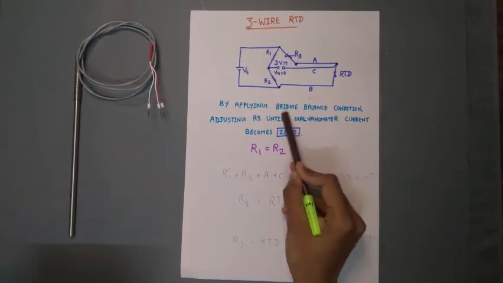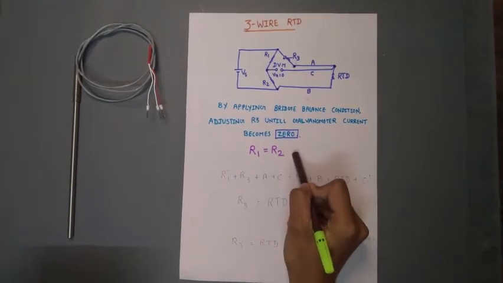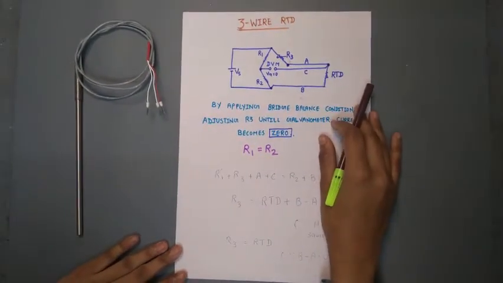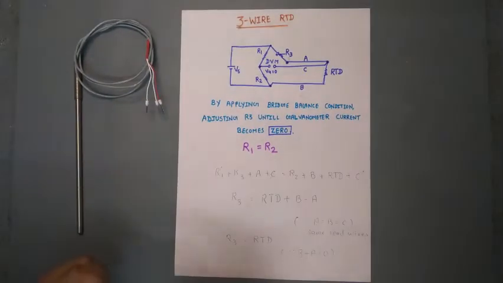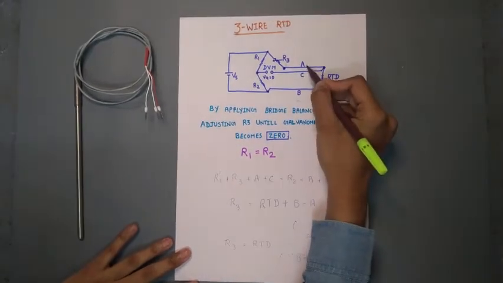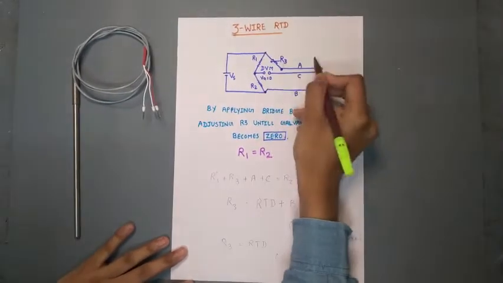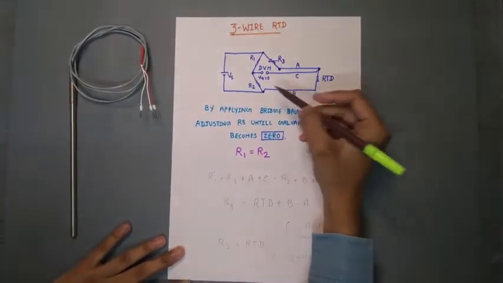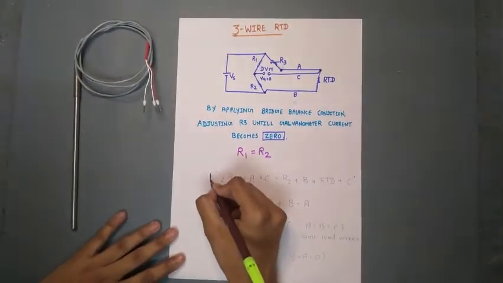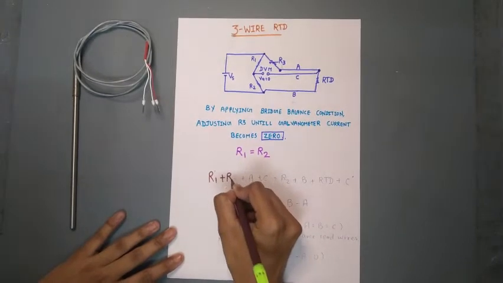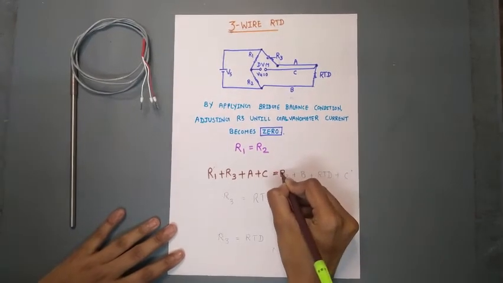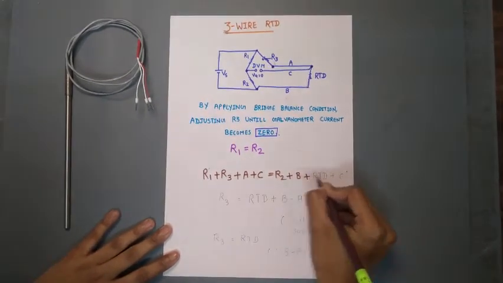So for this balance condition, R1 is equal to R2, and the first half of the bridge is equal to the second half of the bridge as per the bridge balance condition. So now R1, here you can see R1 plus R3 plus A plus C is the first half of the bridge, and the second half is R2 plus B plus RTD plus C. So R1 plus R3 plus A plus C is equal to R2 plus B plus RTD plus C.